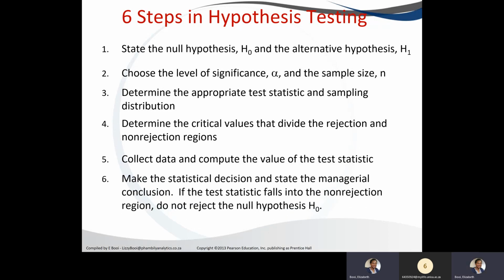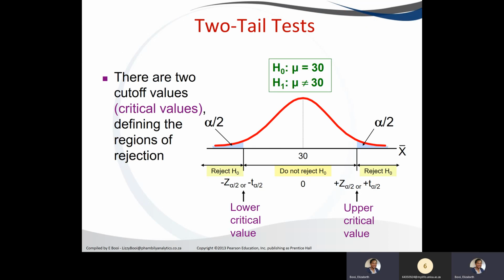Step number 6, you make a decision and conclude whether you're going to reject or not reject. Also, this is based on whether you're doing a one-tail test or a two-tail test. So if you're doing a one-tail test, you will only have one region of rejection. We'll look at that just now. And when we're doing a two-tail test, you will have 2 regions of rejection. So what do I mean by those?